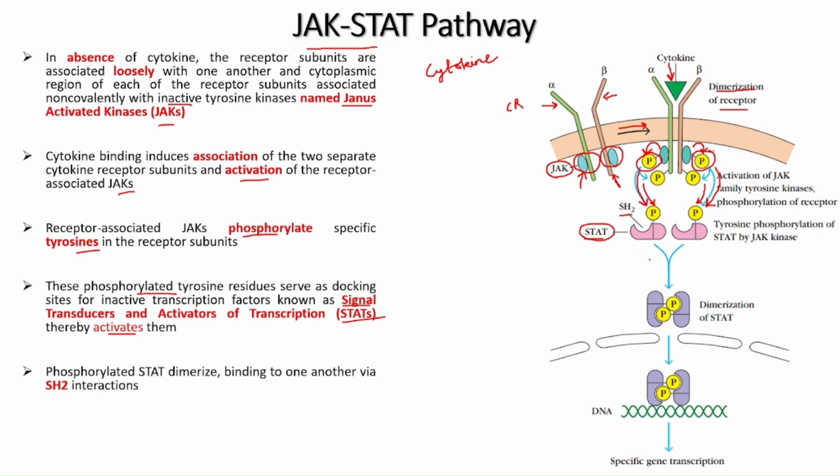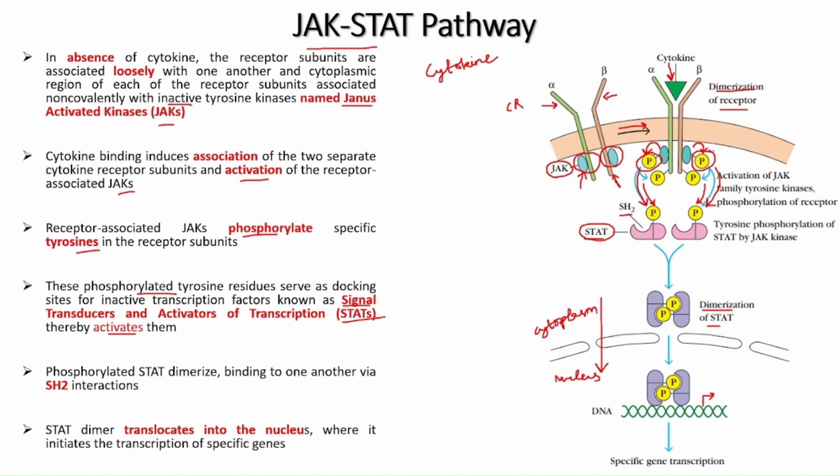Okay, so what happens when STAT becomes activated? It dimerizes and it translocates into the nucleus to initiate the transcription of the DNA. Okay, so here what happens? It translocates from the cytoplasm to the nucleus. So this is the nucleus, and it dimerizes and translocates from the cytoplasm into the nucleus to initiate transcription of the DNA. So these are the steps of the JAK STAT pathway.